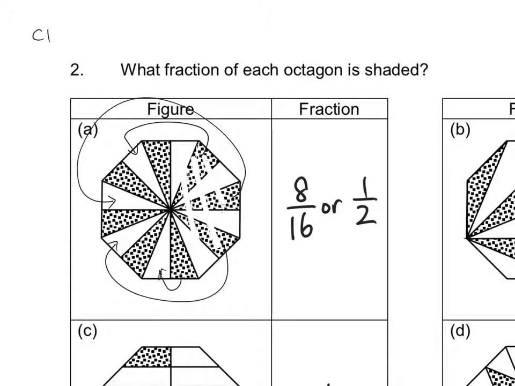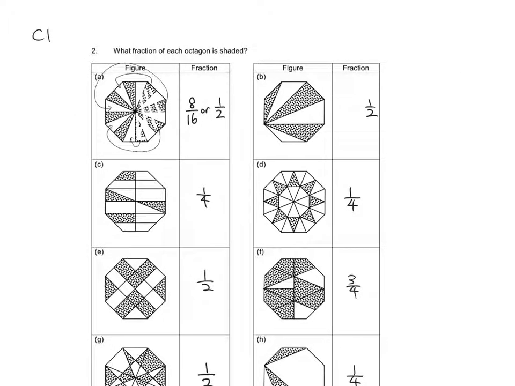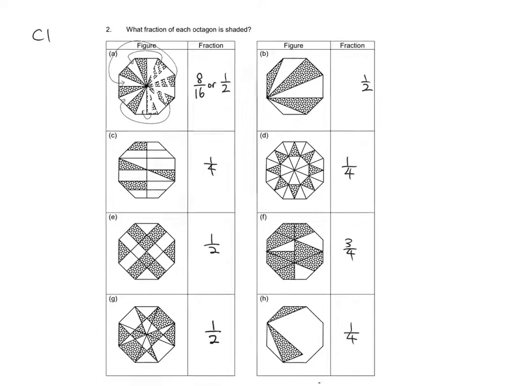Here we are all gone. Even this one also, we are all gone. So you are left with the left side all shaded. So it's actually half of this octagon that is shaded. The key thing is to move, actually shift, transfer those shaded parts to those unshaded parts, and then see what you get.